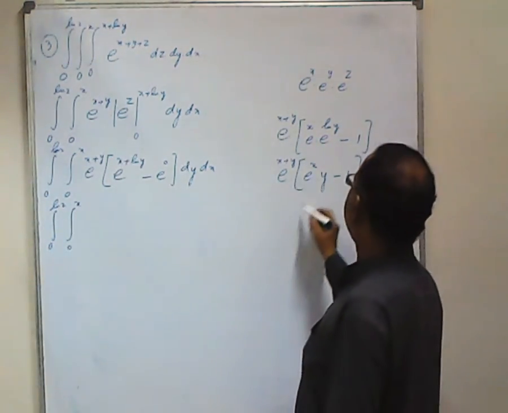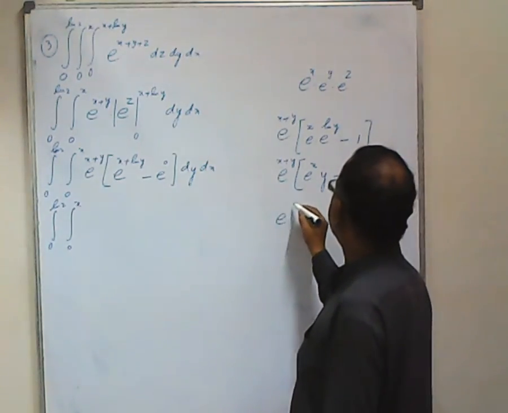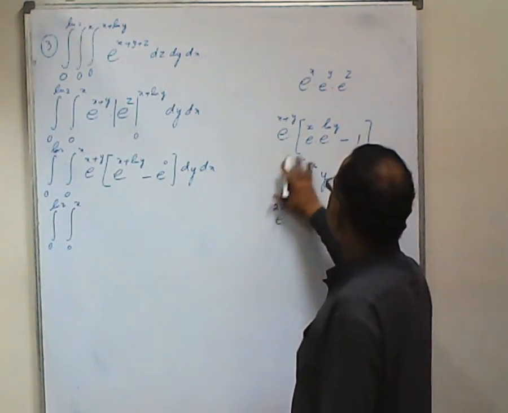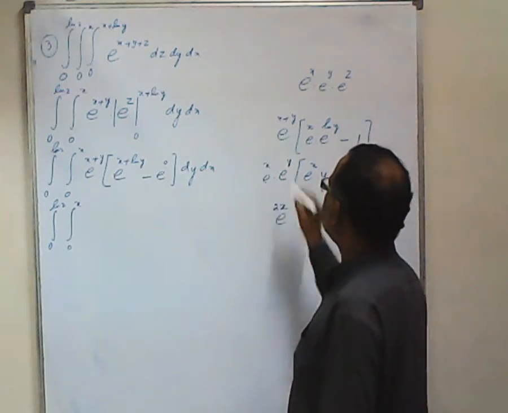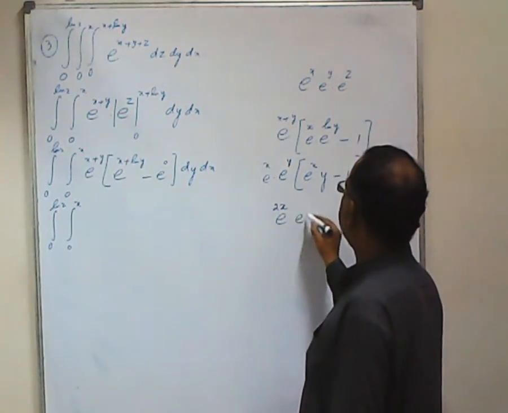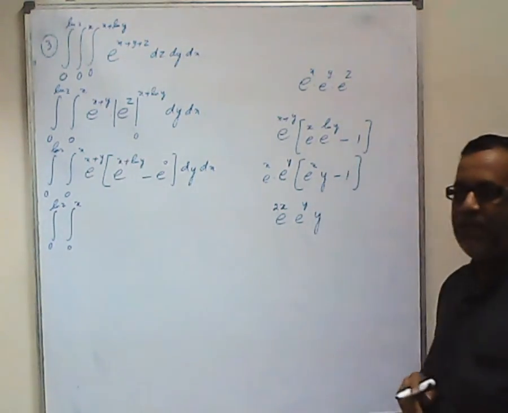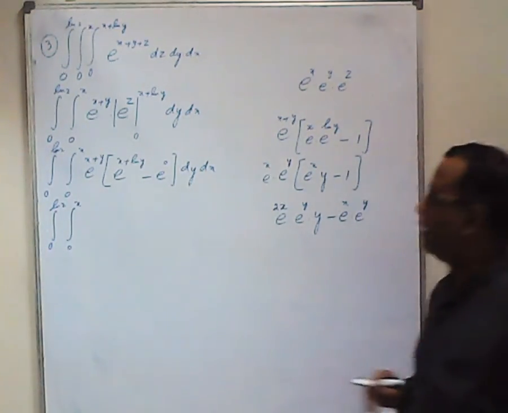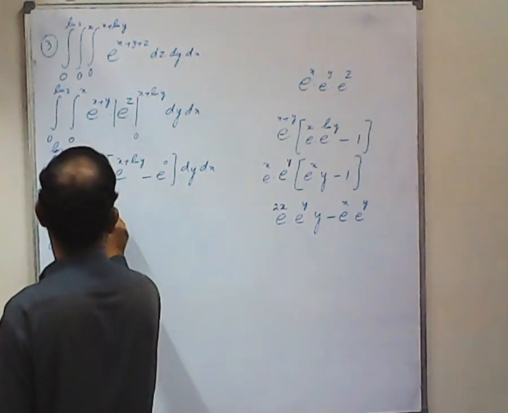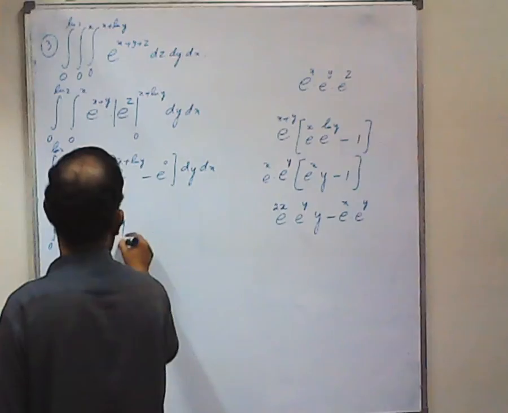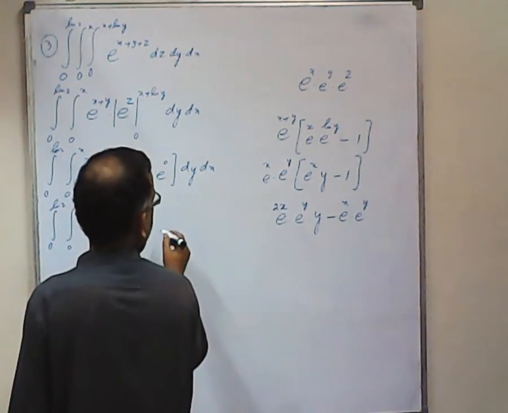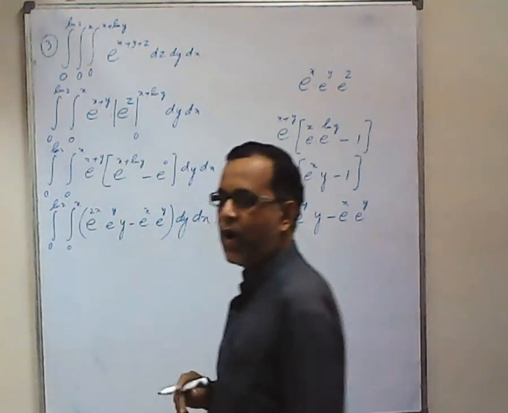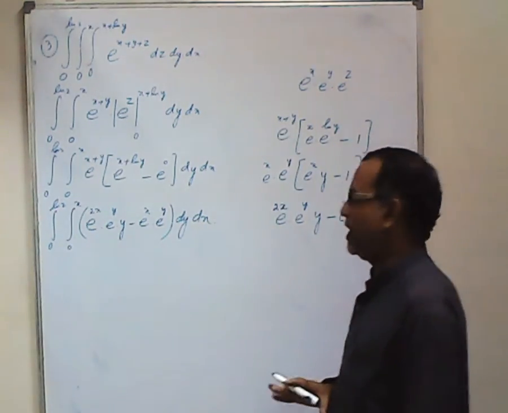So if I multiply this one, e power x multiplied with e power x, it will be better if I show you that this is e power y and this is e power x. So e power x into e power x is e power 2x, then e power y and y. This will be the first term, and then we have e power x into e power y as the second term. So here I am writing e power 2x into e power y into y minus e power x into e power y, and now we will integrate with respect to y, keeping x as constant.